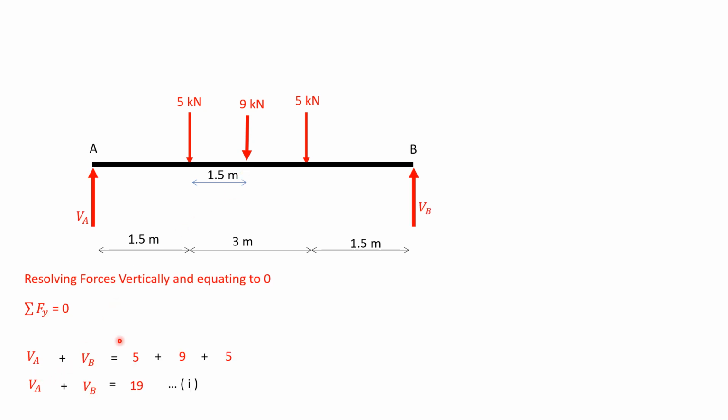So resolving forces vertically and equating to 0, that is summation Fy equal to 0. The sum of vertical forces VA and VB will be equal to the sum of downward forces: VA plus VB equals 5 plus 9 plus 5, equal to 19. Say it is equation 1.